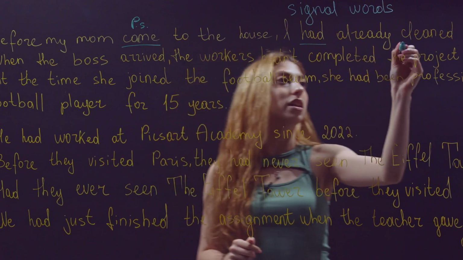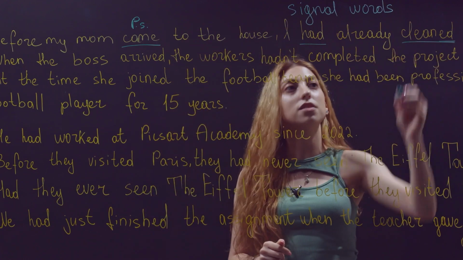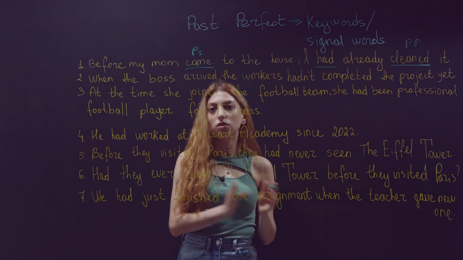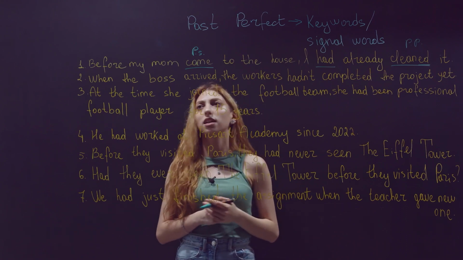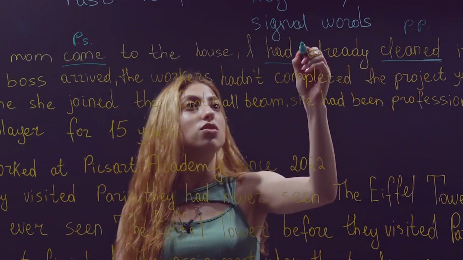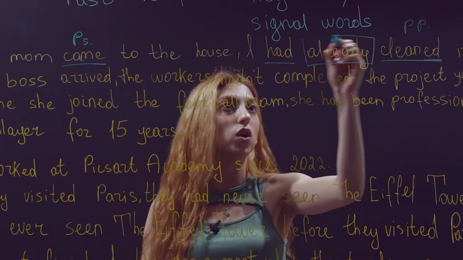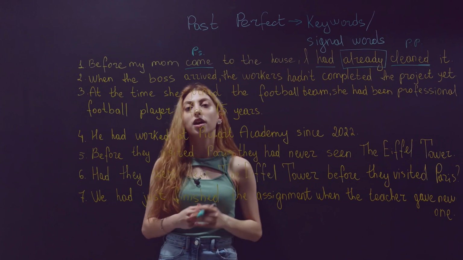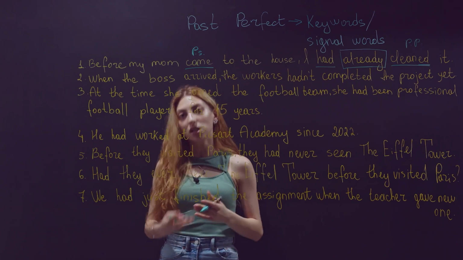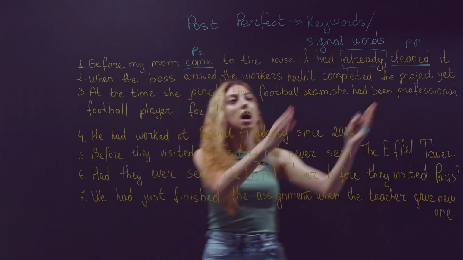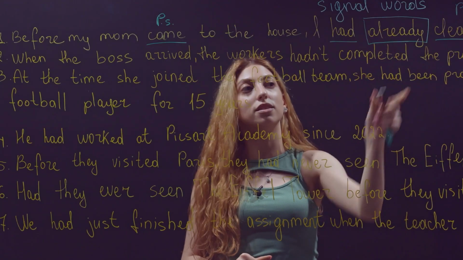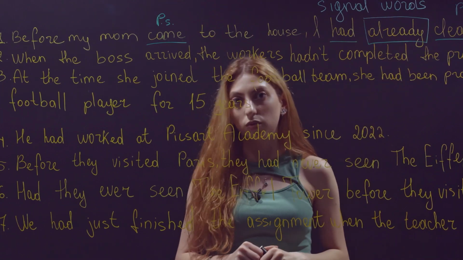Had cleaned. Okay, this is past perfect. Then let's find a keyword or signal word. Okay, so what is it? Already. So the keyword is already. It means when we want to form past perfect tense using already in it, this is how we are going to use it. This is the fixed structure, the fixed place for already.